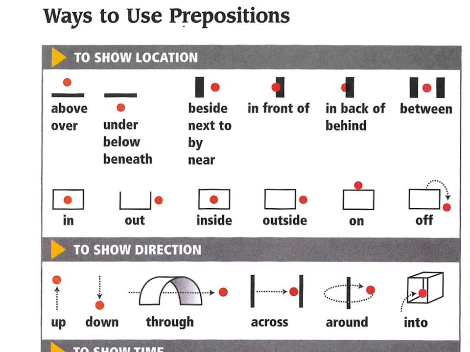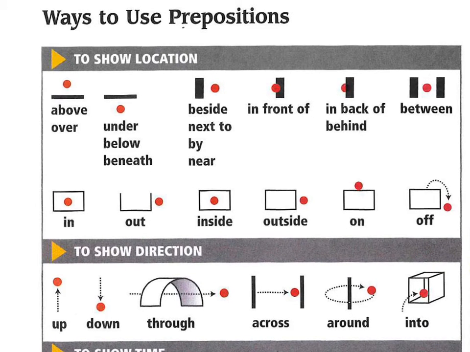One way is to show location. Above, over, under, below, beneath. Beside, next to, by, near. In front of, in back of, behind. Between, in, out, inside, outside, on, off. Prepositions can show location. Prepositions can show where the noun is.